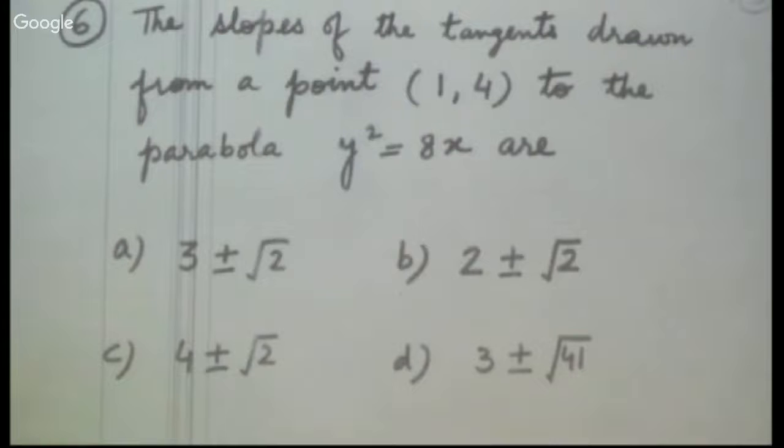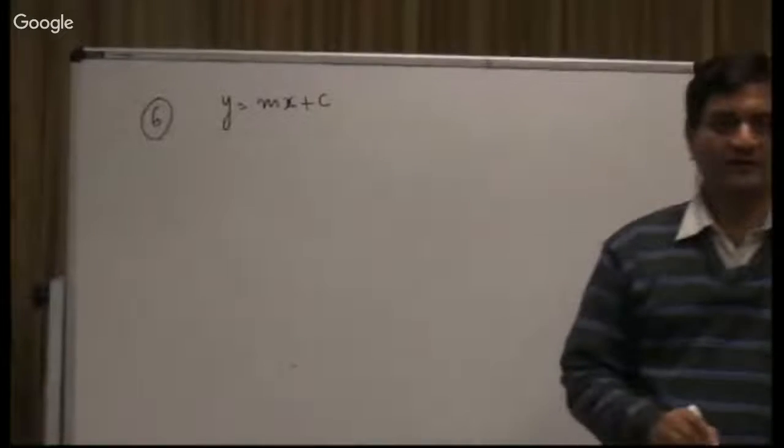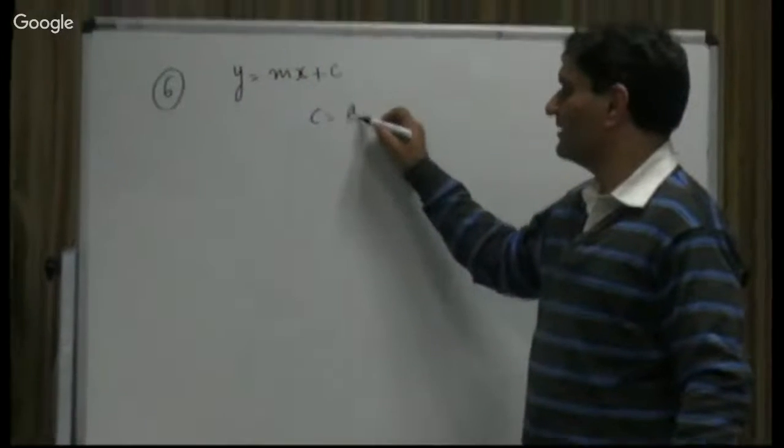You have to find the slope of the tangents from the point 1,4 to the parabola. Here the point 1,4 is outside the parabola. So finding the equation of the tangent by applying that result is incorrect here. T equal to 0 will not be applicable here. So what will you do? What is the equation of the tangent? Condition of tangency is what? Let us say y equal to mx plus c is the tangent. Now c will be equal to a by m. I have told you the condition of tangency, c is equal to a by m.